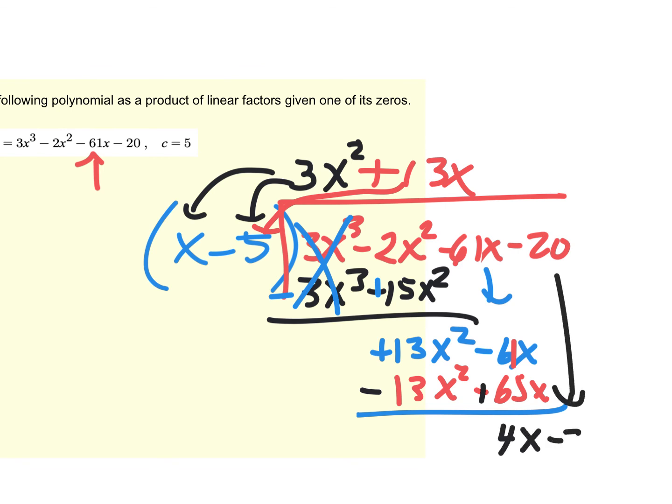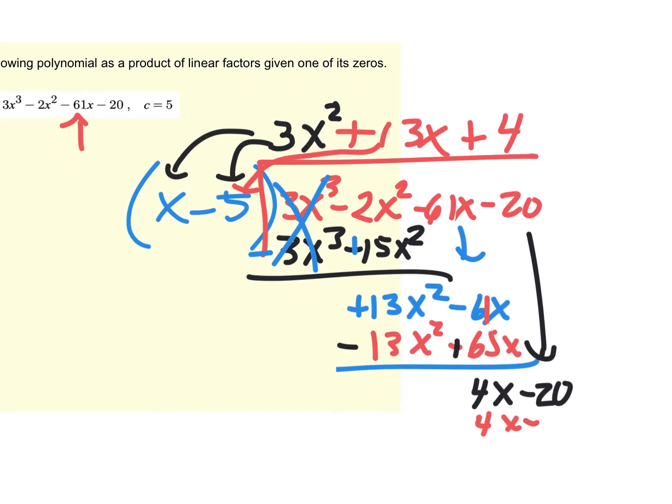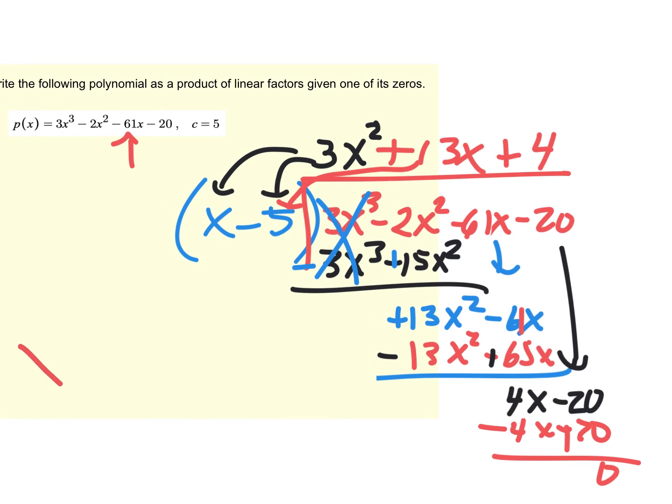Ooh, it's a really good sign if these factor, like 4x minus 20 factors. Okay, then I'm going to go 4 here. 4 times the x, 4x. 4 times the negative 5, negative 20. Draw the line, opposite, opposite, 0. Sweet, it worked.